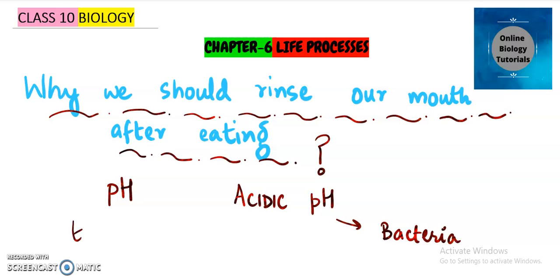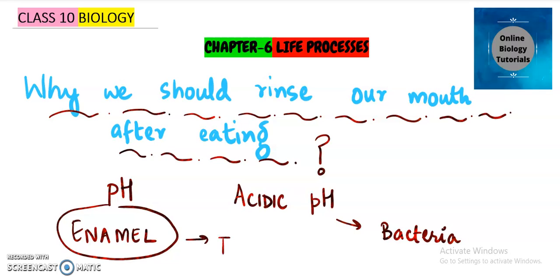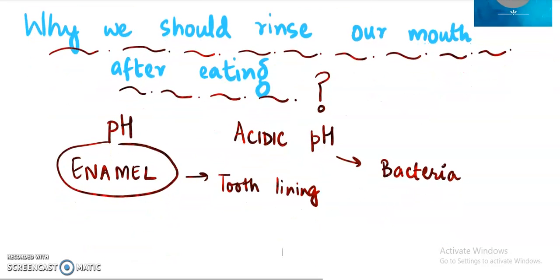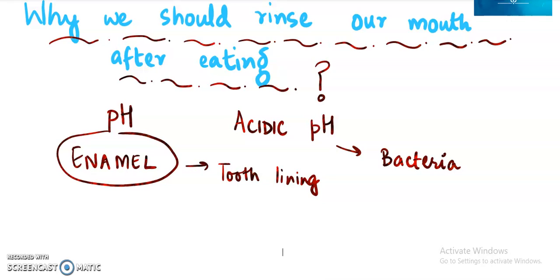I hope you must be knowing that enamel is the hardest substance of our body that forms the tooth lining. So our tooth, each tooth is covered with a substance called enamel, and it is the hardest substance of your body. So when you don't rinse your mouth, actually the pH of the mouth is acidic, and bacteria, they harbor in those conditions. They can multiply. They can degrade the enamel. Think the power of bacteria, that it has the power to degrade the enamel.